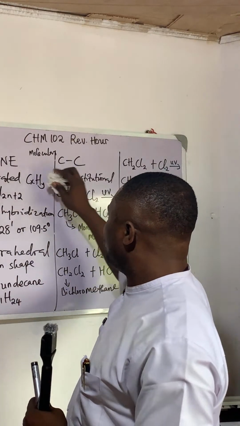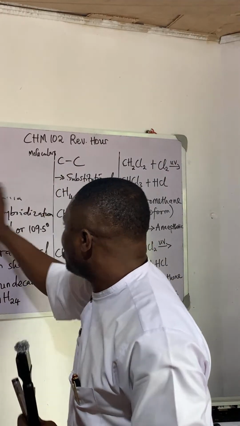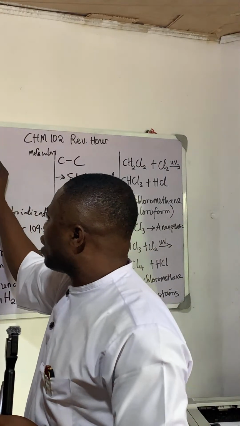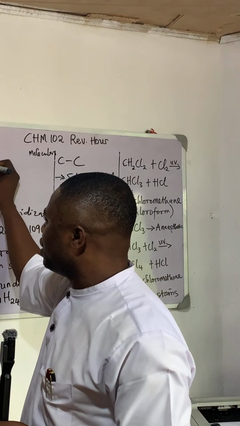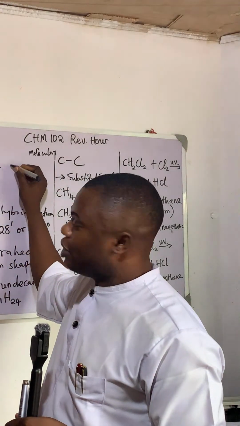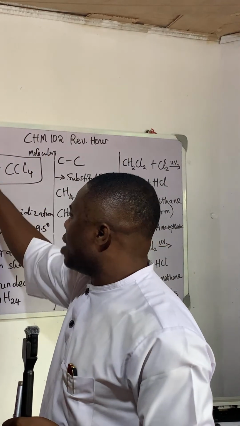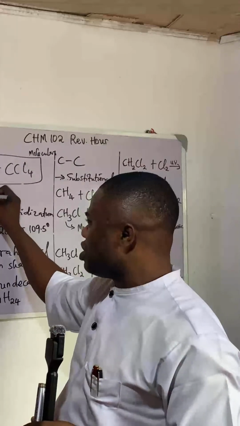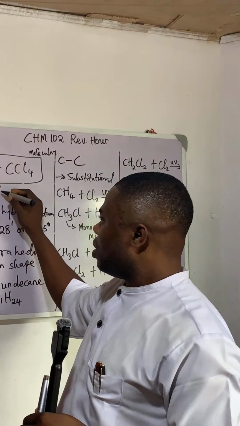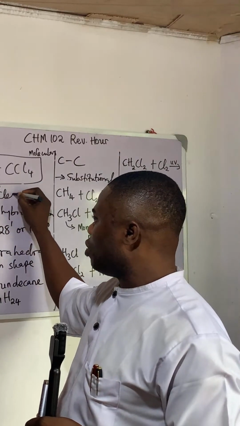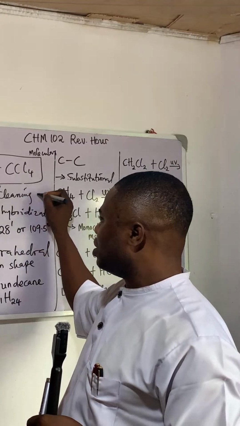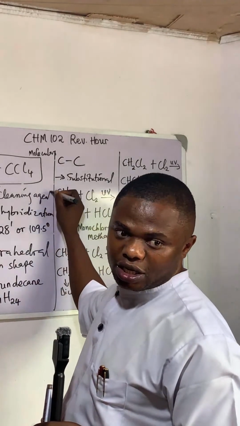Yes. And I want you to understand that the combination of trichloromethane, CHCl3, plus CCl4 gives you another product which we call dry cleaning solvent, or dry cleaning agent.